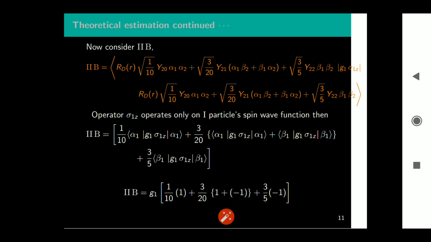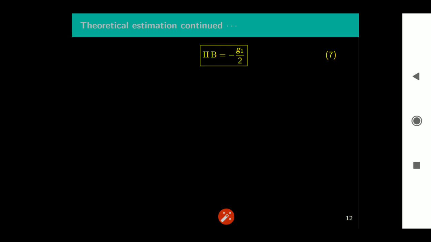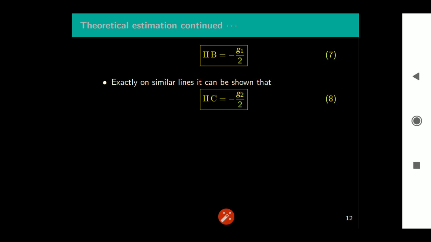If you do simplification, you get very simple results. 2b equals minus g1 by 2. So this is for the second part in 2, and the third part we can solve exactly on similar lines. That will be equal to 2c, which is again minus g2 by 2. So substituting equations 6, 7, 8 in equation 5, we get the second part of the magnetic moment.